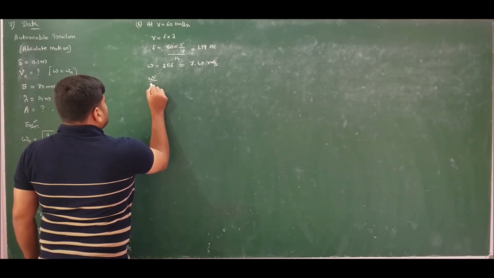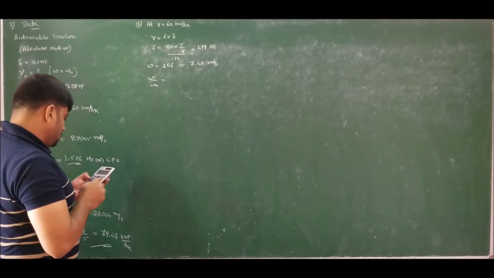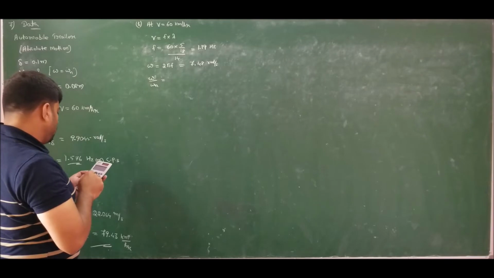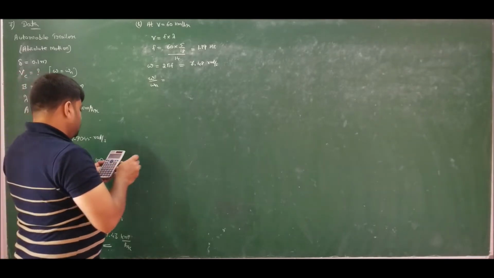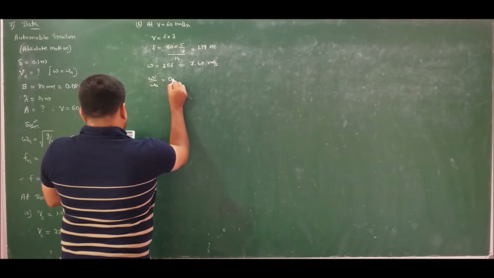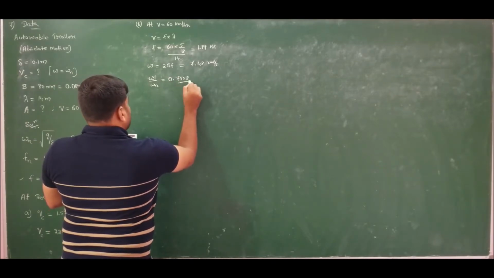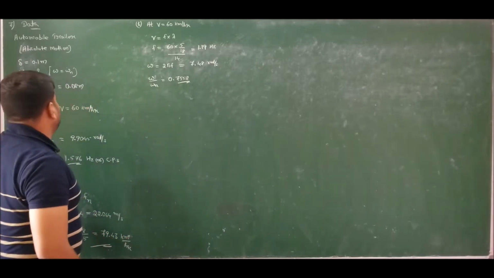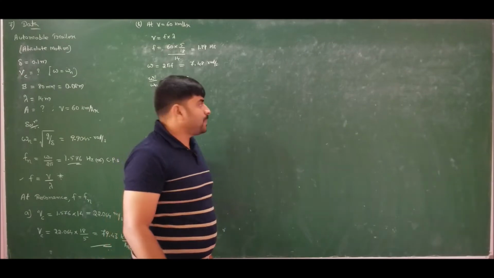Now we know omega n, we know omega, so I can find the ratio omega by omega n. How much is omega by omega n? It is 7.48 divided by 9.9045, which is nothing but 0.7552. Now if you carefully observe, nothing has been specified about a dashpot or damper.